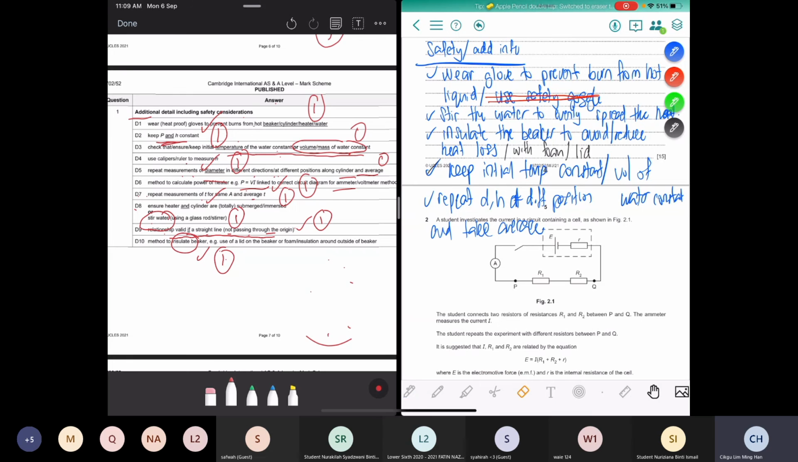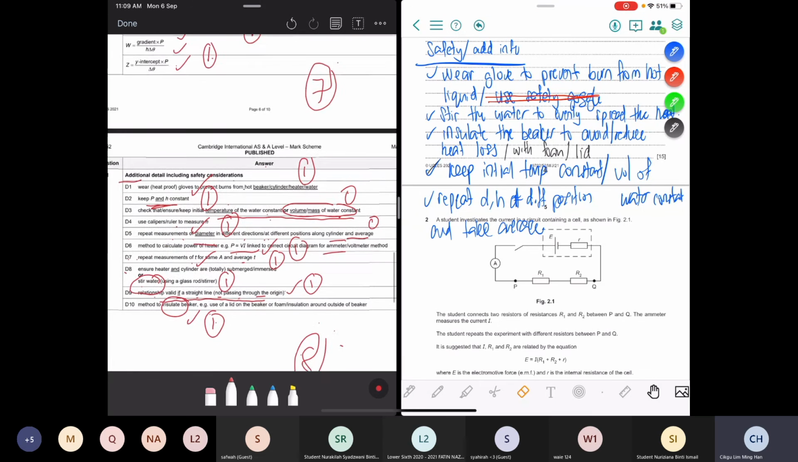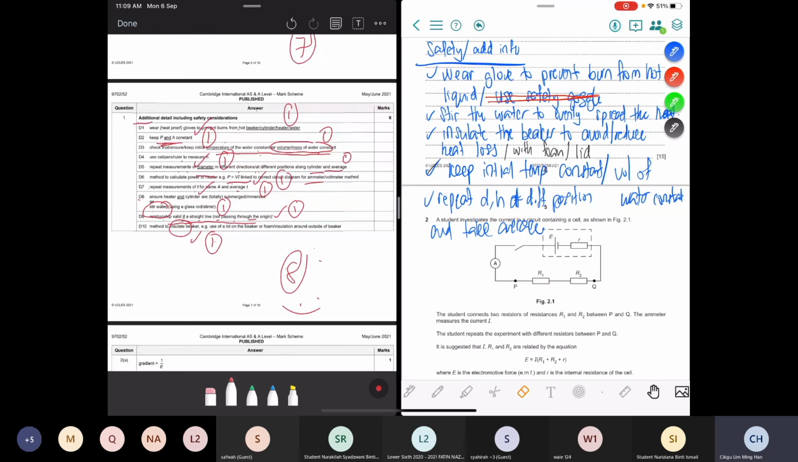So if we check the marks here, it will be 1, 2, 3, 4, 5, 6, 7, 8. We have 8 marks here. 8 plus 7 means we actually score 15. Yeah, we score 15 out of 15.